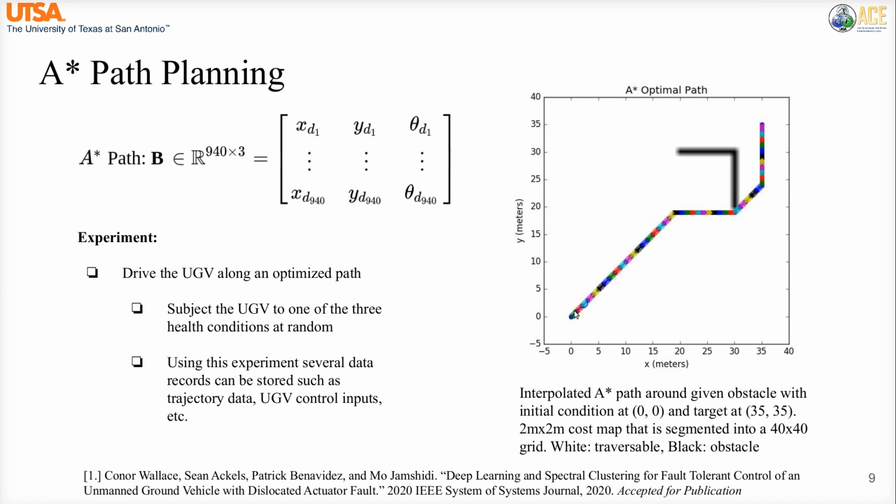So what I do is I get all of the points along this path, and then I interpolate in between those points for further resolution, resulting in the matrix B, which is 940 trajectory points. These are the same x, y, and theta points. What's good about this experiment is it allows me to subject the UGV in simulation to one of 3 health conditions at random with realistic constraints. It also allows me to record several data features such as trajectory data and UGV control inputs. It's very good for experimenting with different features that I could record.